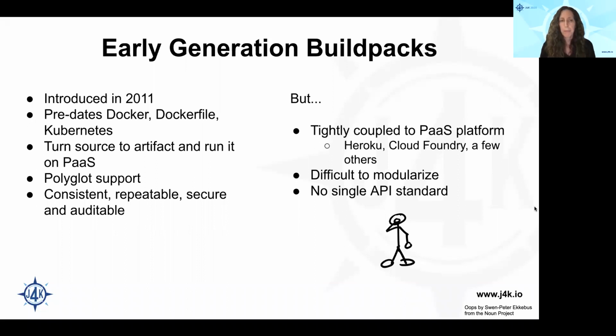And beyond that, the buildpack model was more of a monolith, right? There was a Java buildpack, but it was a monolithic Java buildpack. And it was difficult to modularize that. And so it really required a little bit of rethinking in terms of the model. And also there was no single API standard because Heroku started it, Cloud Foundry picked it up, but then they never really came together and said, let's establish a single standard that we'll both adhere to. And so all of these problems became especially notable as Docker and Kubernetes advanced.